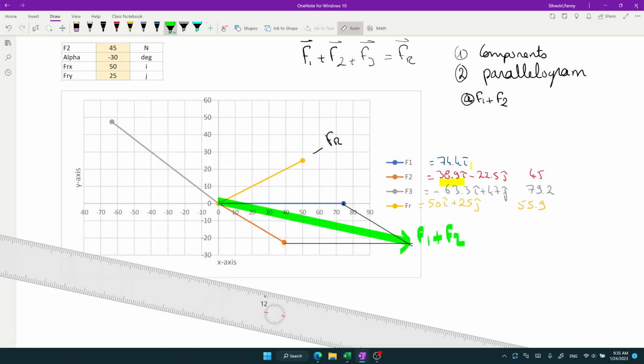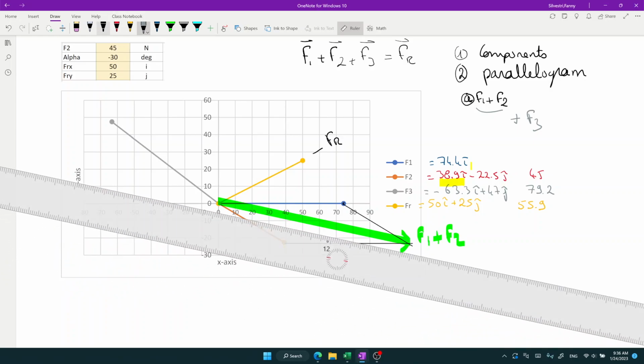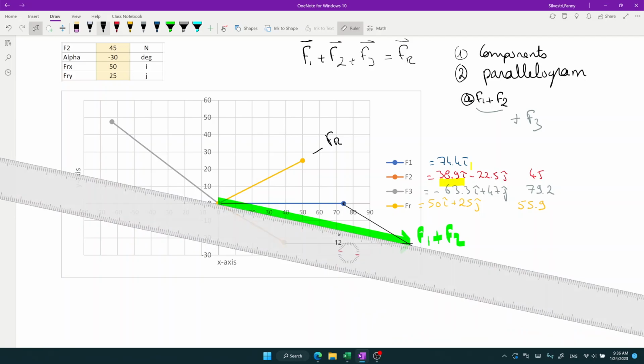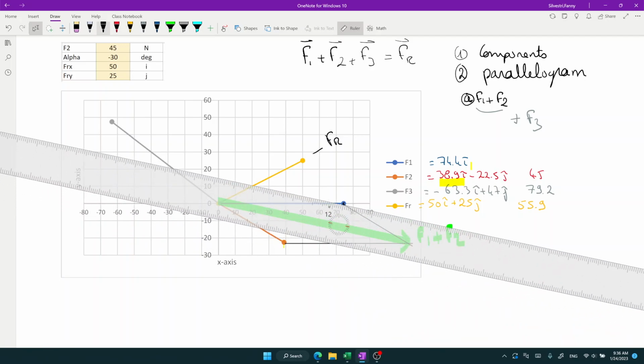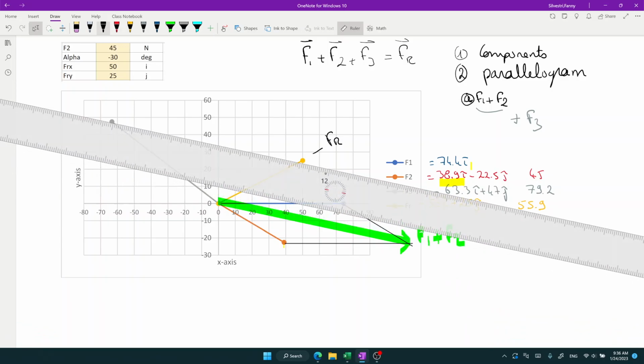Now we have F1 plus F2, and we add F3, so F1 plus F2 plus F3. Let's go back with my ruler. I take this direction, and I draw a parallel line going through the end of the vector F3.